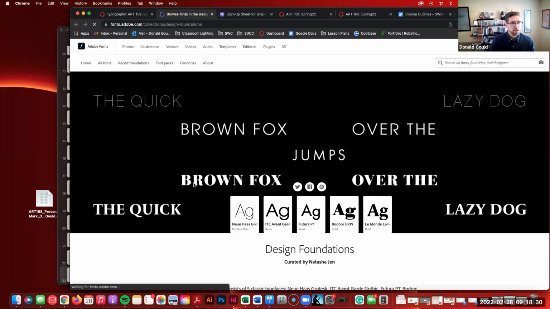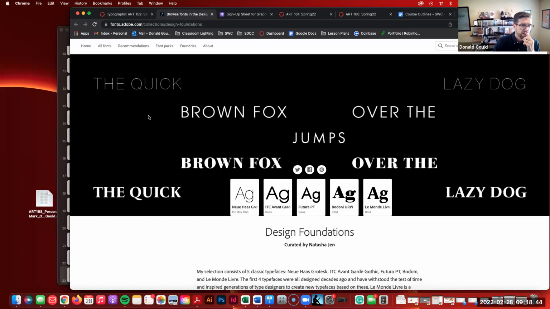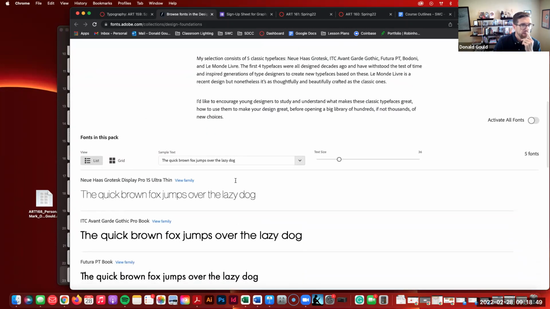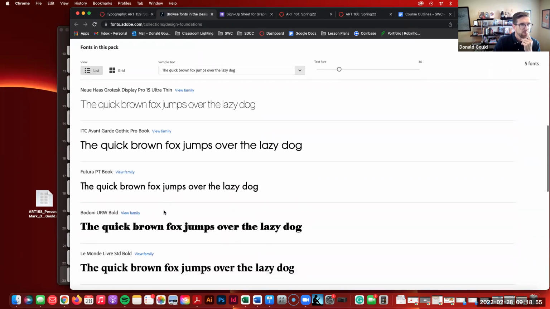This is going to take you to Adobe Fonts, essentially, which, as we know, we have access to within our Adobe subscriptions. And within Adobe Fonts, there are a few of these font packs that they call them. This one here is Design Foundations, curated by Natasha Jen. So it has multiple fonts here that you can look at to use for this. And then you can also dive into the actual family.